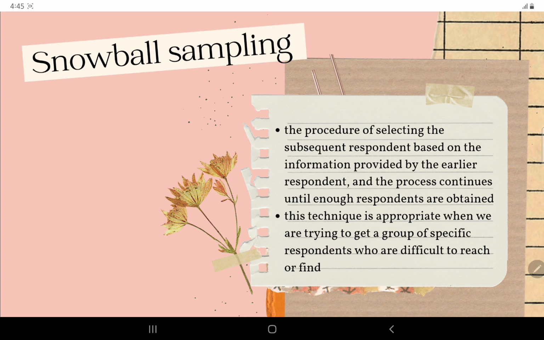akan cerita. Mungkin dia ada kenal kawan dia yang dalam kes yang sama yang boleh jadi respondent kedua kita. Okay, sebab respondent ni susah nak kita dapat. Bukannya kita pergi mana-mana dekat supermarket ke kat mana-mana kita terus jumpa orang tu, bukan. Okay, data ni adalah data yang sulit. Okay, so this technique is appropriate, okay, when we are trying to get a group of specific respondent who are difficult to find. Okay, macam yang case yang tadi lah.